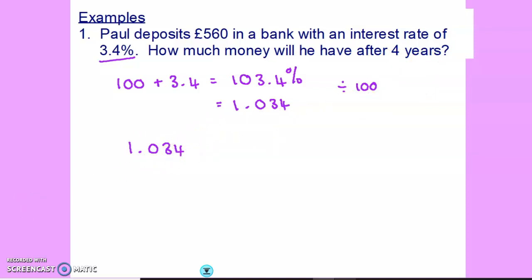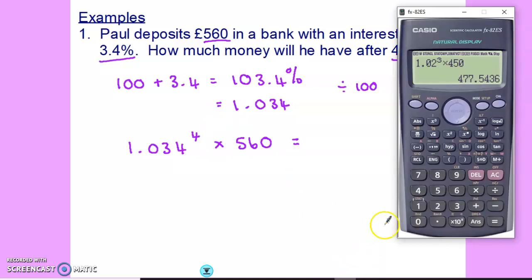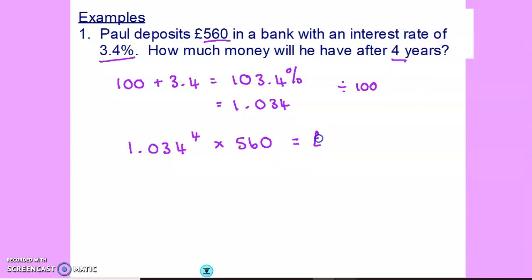That's a dodgy 3. Let's try that again. This computer is so slow. There we go. That's better. To the power of 4, because it's for 4 years. He deposited £560. So I'm going to times by 560. So 1.034 to the power of 4 times 560. Comes out as £640.13. Just watch your rounding.